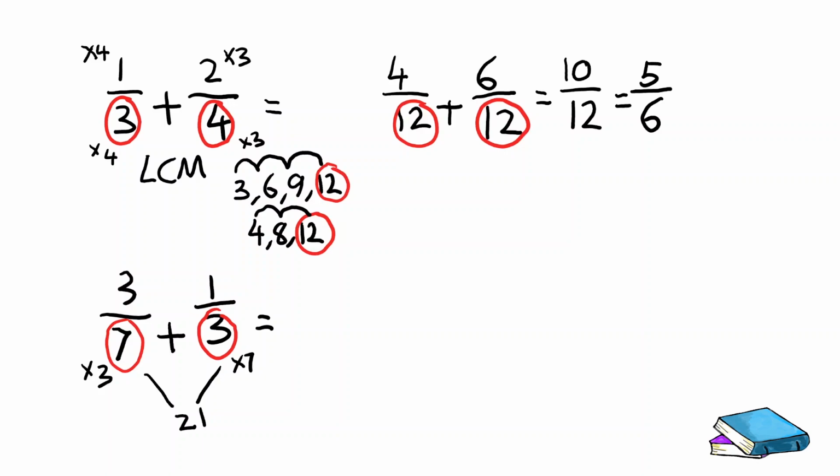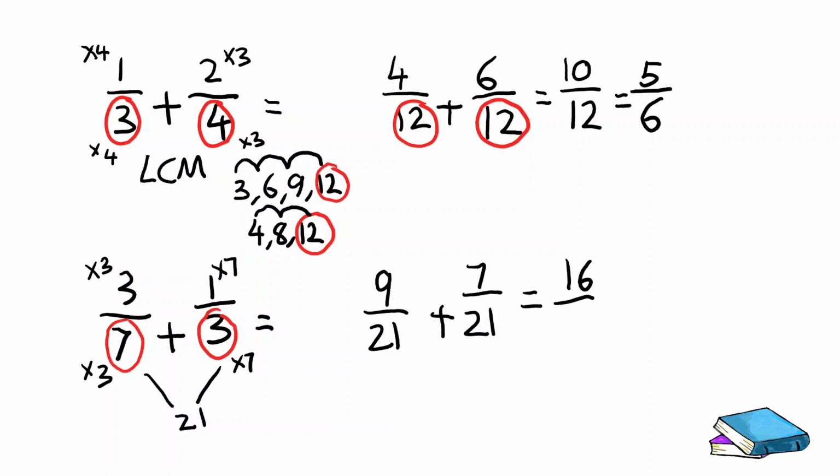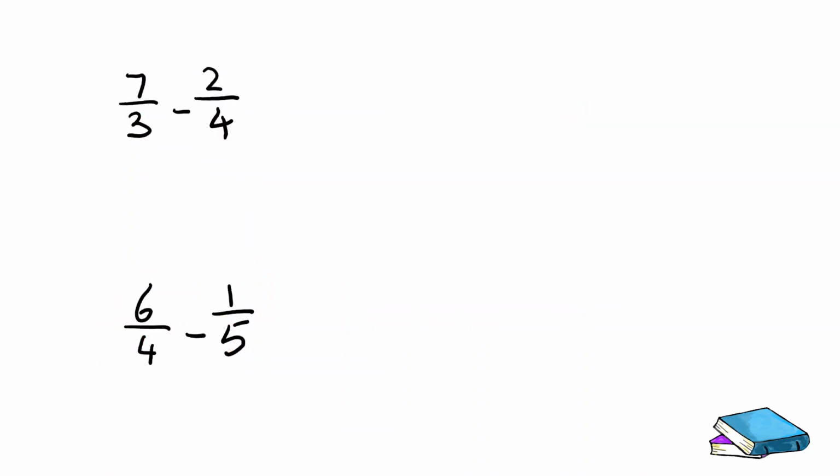What we do to the bottom, we need to do to the top, or the numerator. So we multiply the top by 3 on the left and the top by 7 on the right. Once we've done that, we write it out like we did above. So 3 by 3 is 9 over 21 plus 7 over 21, and that gives us 16 over 21, and that can't be simplified. The same applies for subtraction as well.